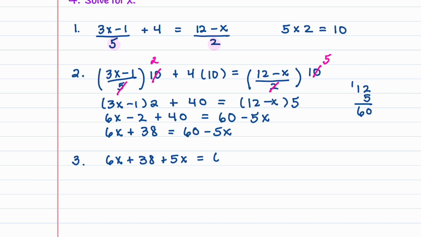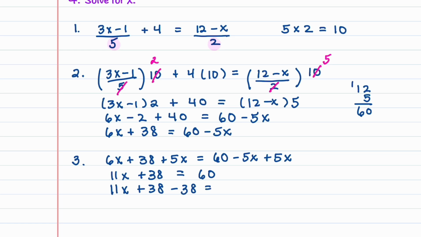And then on the right, we have 60 minus 5x plus 5x. We'll go ahead and simplify. This is 11x plus 38 on the left, and on the right, we have 60. Now we can go ahead and put all of our constants on our right. So we're going to take our left-hand side, 11x plus 38, and we're going to subtract 38. And then we're going to do the same thing on the right, and we're going to subtract 38.